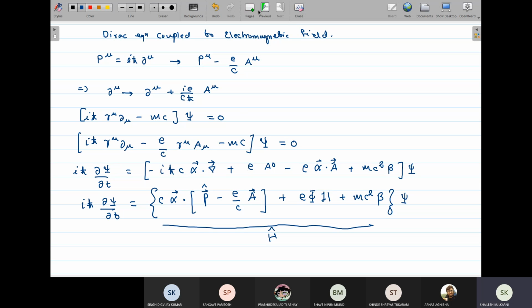Now what I will do is assume solutions of this form, psi of p x. I will assume that phi, the scalar potential, and the vector potential are time independent.